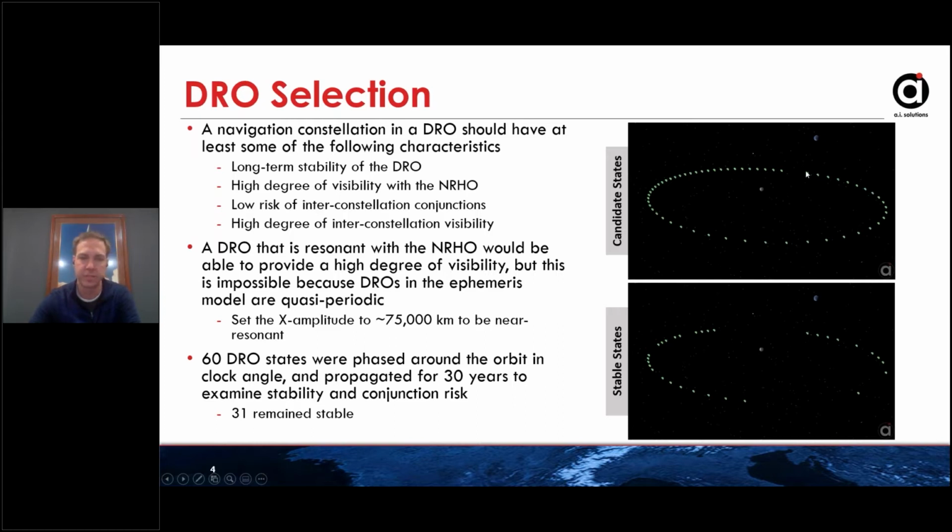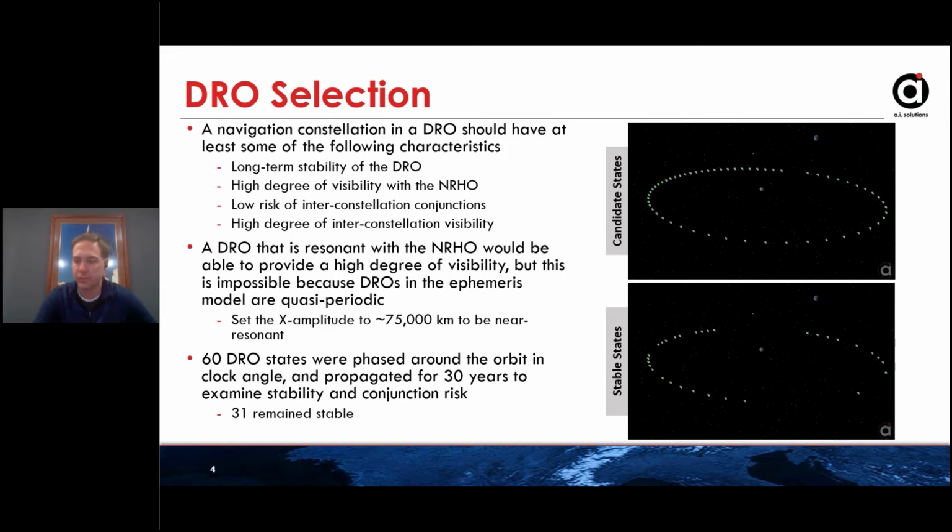Then to test for stability, I simply propagated all those states around for 30 years and examined how they went. Anything that left the vicinity of the distant retrograde orbit, or came in close contact with any of the other DROs, was rejected. Based on that criteria, 31 remained stable after 30 years. You can see there are some broad stability patterns, but there's no particular definitive rhyme or reason why any one particular orbit was stable versus unstable.